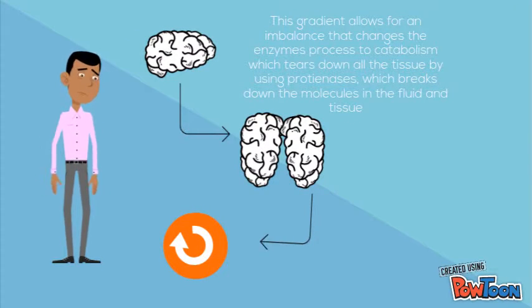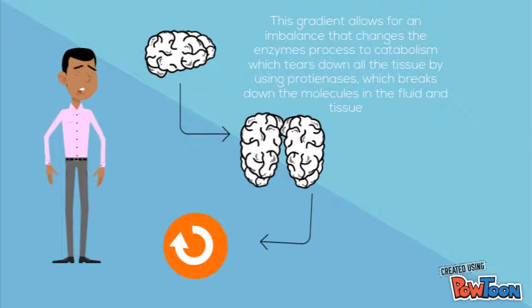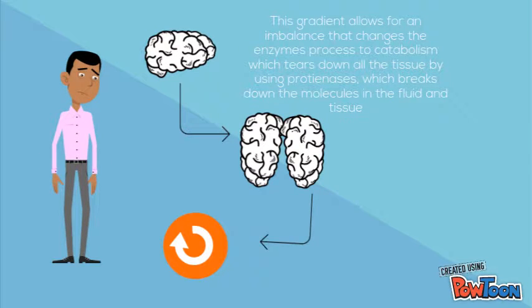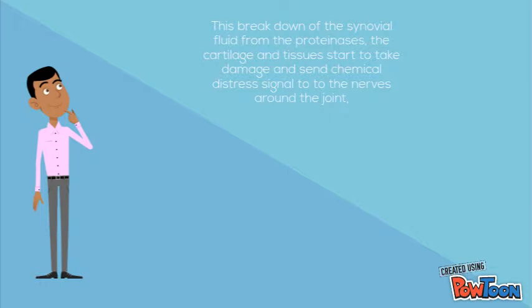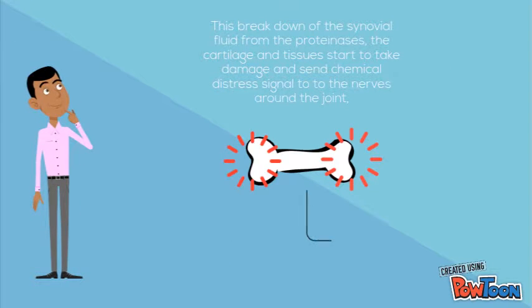to catabolism, which breaks down everything, and it creates an enzyme gradient, which allows for the enzyme proteinase to start to break down everything in the synovial fluid, which causes the inflammation you see. The breakdown of the synovial fluid from the proteinases starts to send pain signals around the joint.